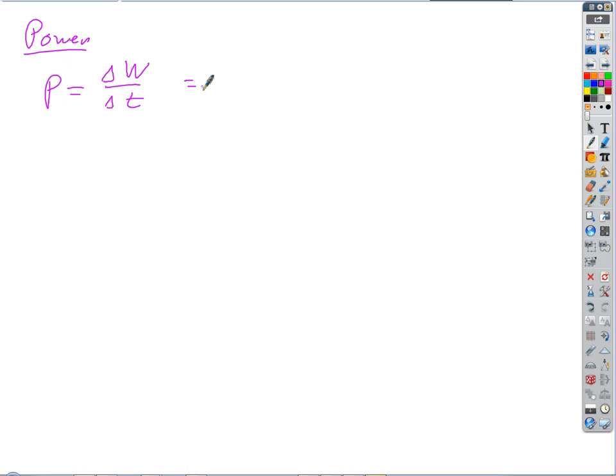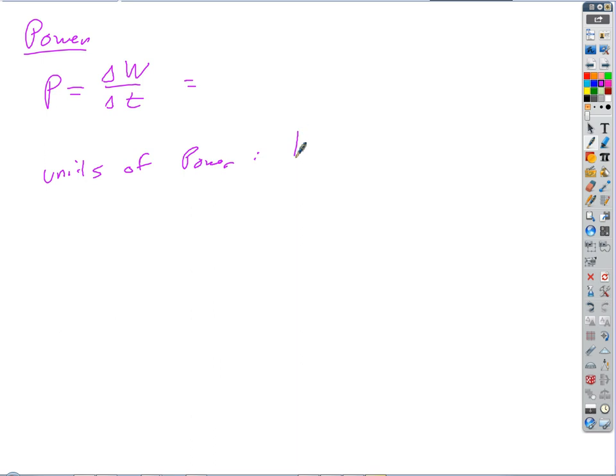Let's say that you do 100 joules of work in 10 seconds. How much power have you exerted? What's the power rating of that? 10, and what are the standard units? Units of power are watts.